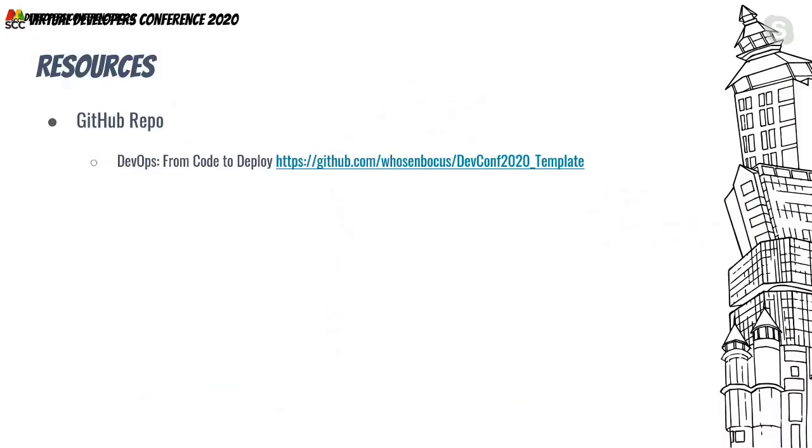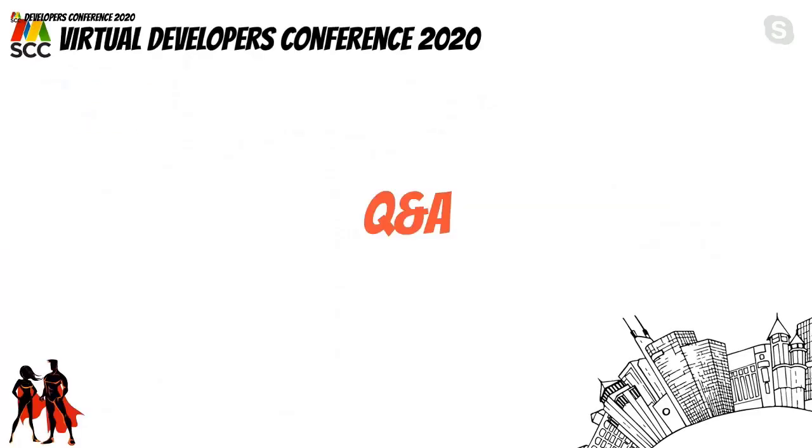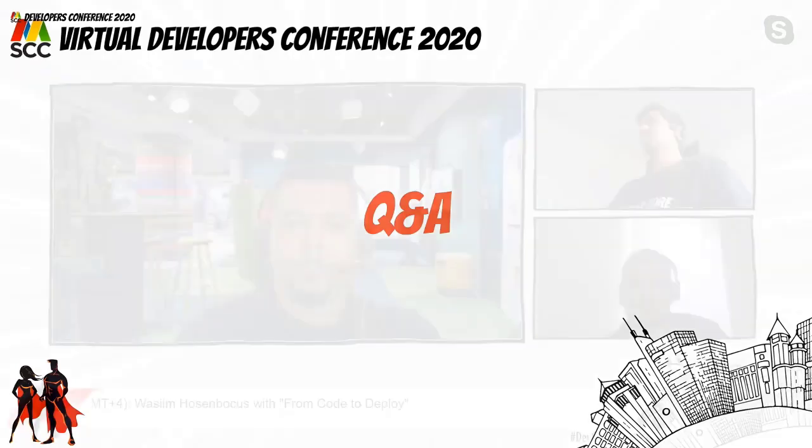A quick thing is, if you want to do the same thing again, you can just go ahead and grab this from my GitHub repo. It's devconf2020_template. On the master branch, we'll have a PDF for all the steps I did. That's going to be it. And getting this back to you guys, team, if you have any Q&A in this, we'll take the questions.